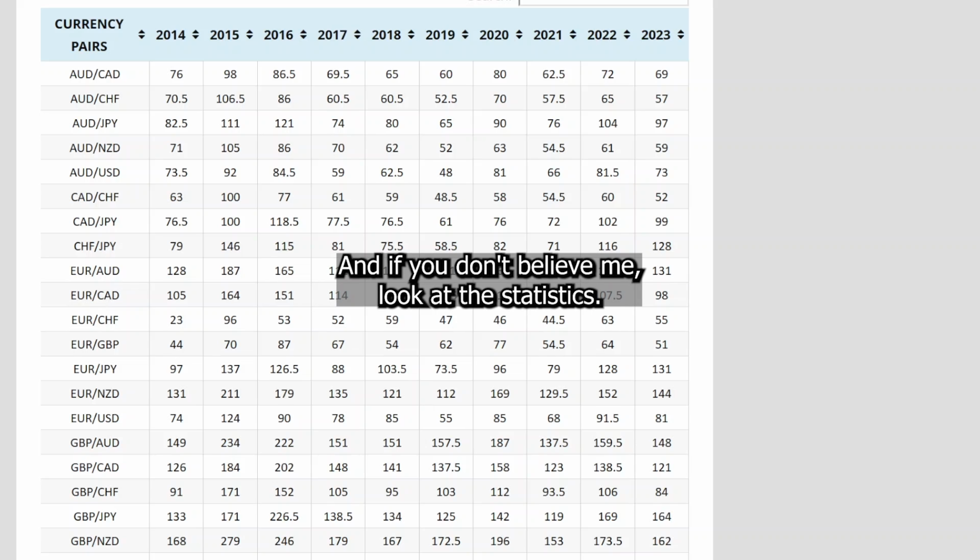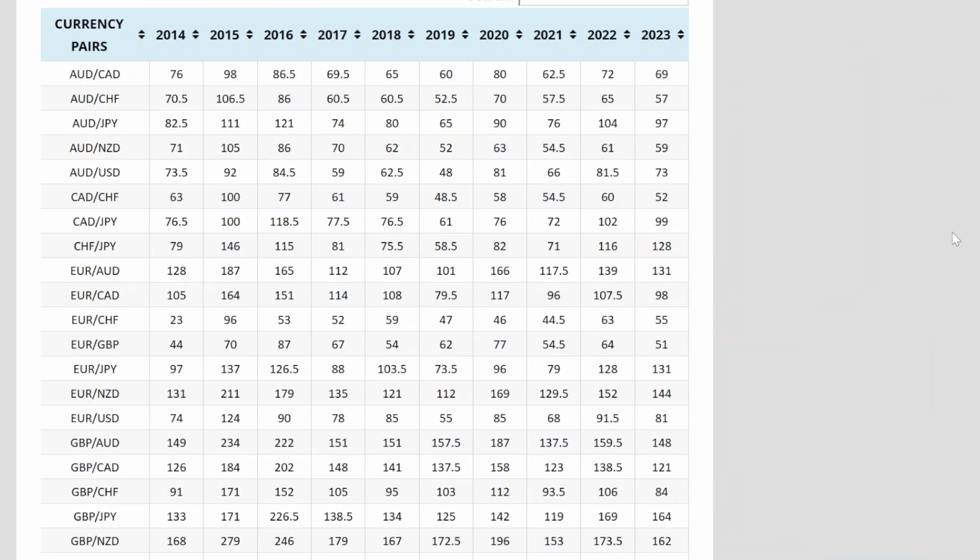And if you don't believe me, look at the statistics. If you look at your ADR, which is your average daily range, on a year-to-year basis, you would see that price does not move in a consistent way. So let's take a look at Euro USD. Here we got Euro USD. In 2014, price moved 74 points per day. So this is the amount of points price moved per day. But in 2015, price moved 124.